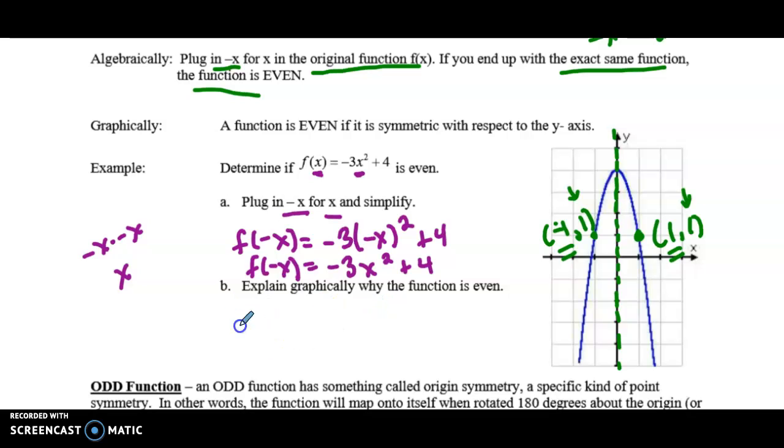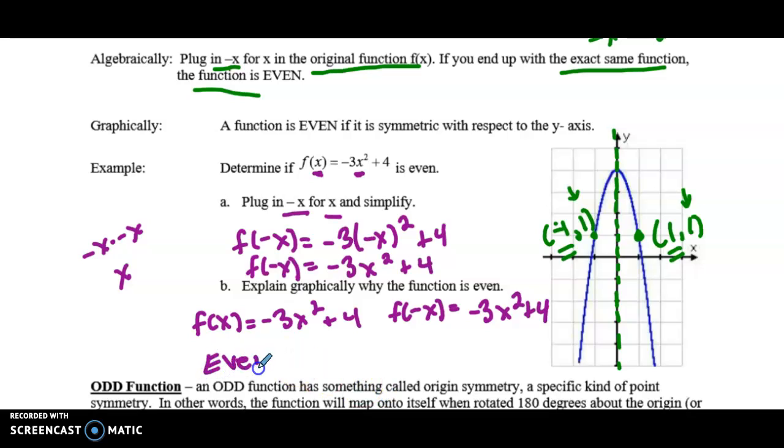Now let's take a second and compare these. Our original function was -3x squared plus 4. Our new function, when I plugged in negative x, is also -3x squared plus 4. So this function is even because f of x equals f of negative x. And you must have this concluding sentence: you must state it's even and then why. F of x is -3x squared plus 4. When I plugged in negative x, I also get -3x squared plus 4. So we're good to go. That's an even function.